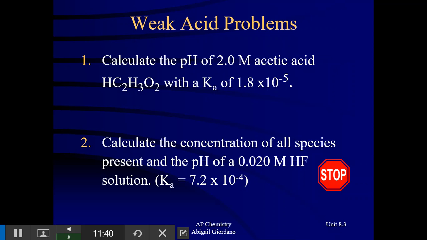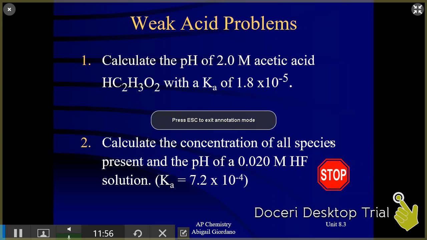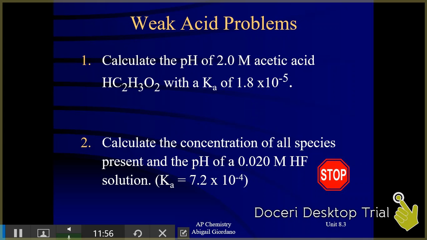Okay? So it says, calculate the pH of a 2 molar acetic acid solution with a Ka of 1.8 times 10 to the negative 5th. Get in the habit of assessing the situation. We have acetic acid, which I'm going to write out. And we also have water. We're always going to have water in these acid-base problems.